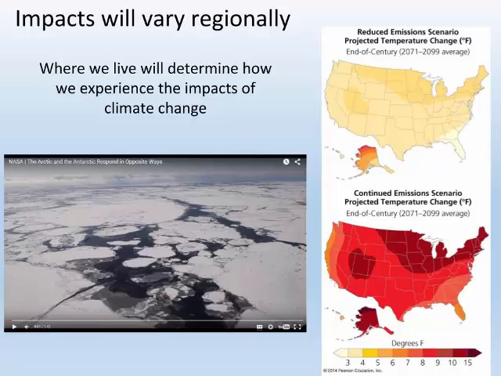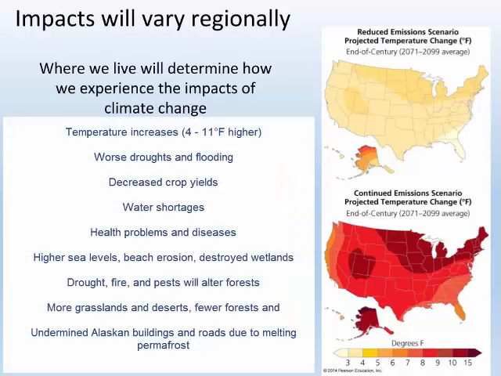In their 2009 report, the U.S. Global Change Research Program scientists reported and predicted the following climate change impacts for the U.S.: temperature increases 4 to 11 degrees Fahrenheit higher, worse droughts and flooding, decreased crop yields, water shortages, health problems and diseases, higher sea levels, beach erosion, destroyed wetlands, drought, fire, and pests will alter forests, more grasslands and deserts, fewer forests, and undermined Alaskan buildings and roads due to melting permafrost.